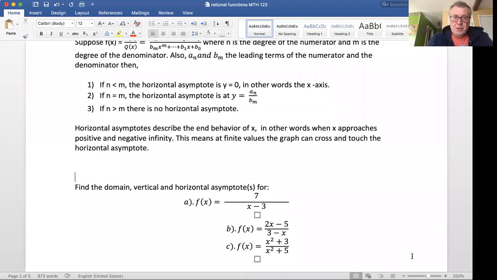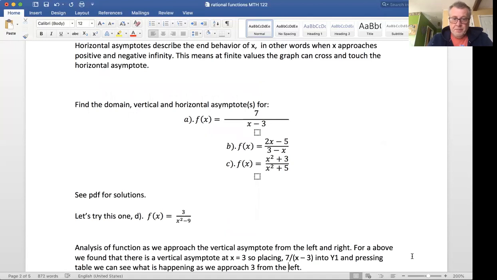Now, what does a horizontal asymptote do? A horizontal asymptote describes the end behavior of x. In other words, as x approaches positive or negative infinity, what happens for y? It approaches the horizontal asymptote. Okay? Find the domain, vertical and horizontal asymptotes for f of x equals 7 over x minus 3, f of x equals 2x minus 5 over 3 minus x, and x squared plus 3 over x squared plus 5. Those would be good examples for you.